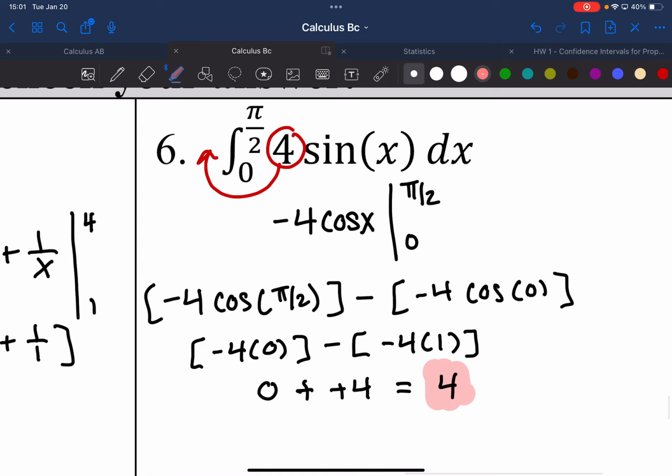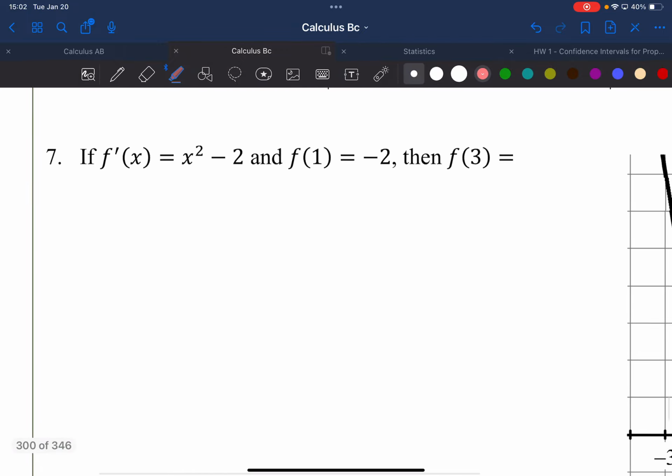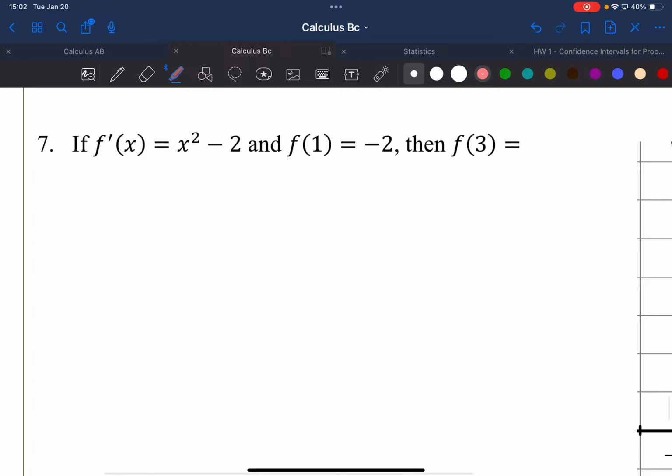Okay. Any questions 4 through 6? So again, since we're given a definite integral, which means we have a lower and upper bound, we do not need to worry about that plus c constant. Okay. Unless, on problems like number 7, we are given more information.